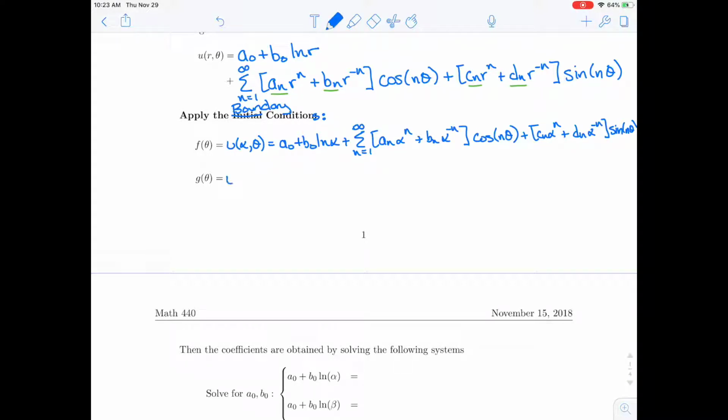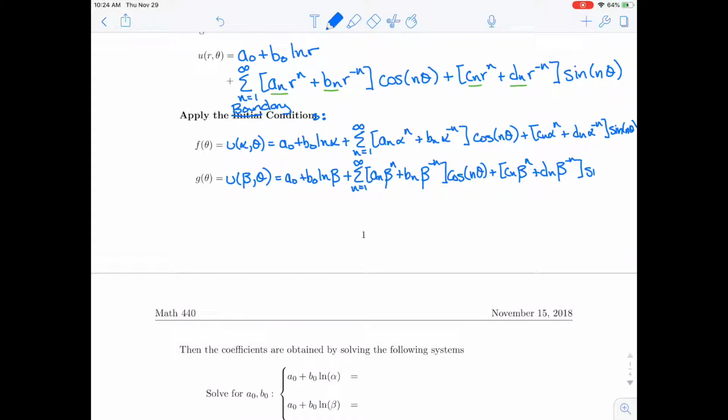Now g of theta will be u of beta, theta, the outer radius, which is again a sub 0 plus b sub 0 natural log of beta, plus the sum from n equals 1 to infinity of a sub n beta to the n plus b sub n beta to the minus n, cosine of n theta, plus c sub n beta to the n plus d sub n beta to the minus n, sine of n theta.